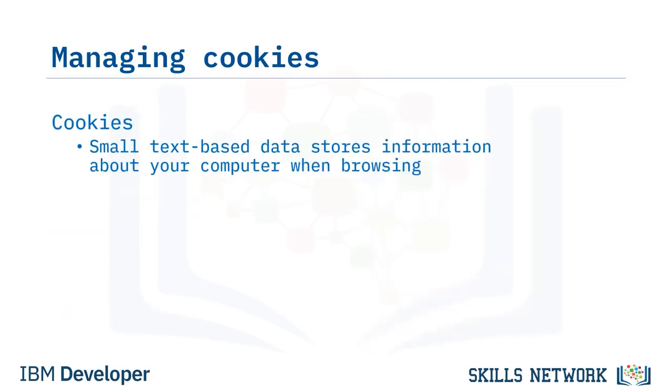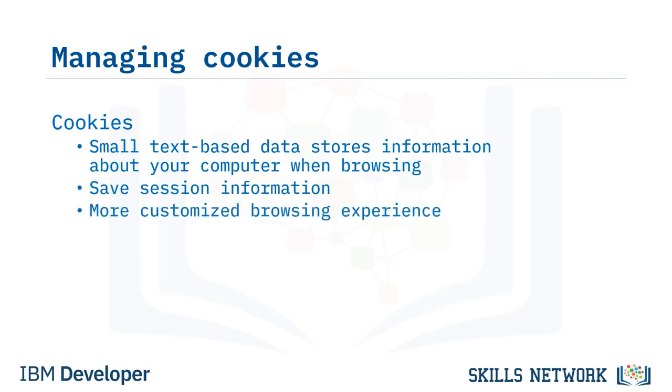Cookies are small pieces of text-based data that contain information about your computer when browsing a website. This information can be used to save session information for when a user revisits a website and to provide a more customized and targeted experience for the user. A classic example of a session-based cookie would be one that retains data about items in an online shopping basket when you are purchasing goods on a website.